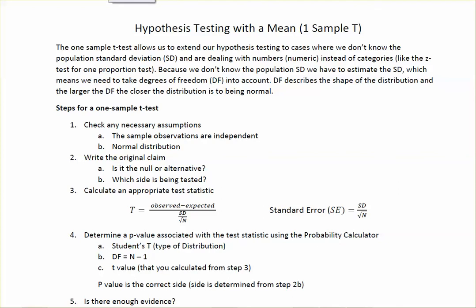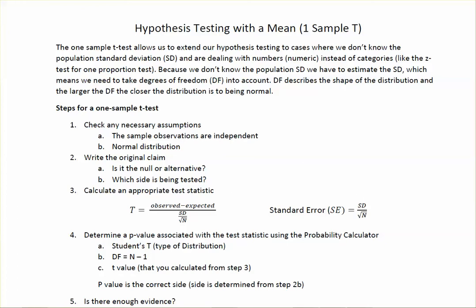Hi, this is Kona, and I'm going to talk about hypothesis testing with a mean, also known as a one-sample t-test. The one-sample t-test allows us to extend our hypothesis testing to cases where we don't know the population standard deviation and are also dealing with actual numbers, so numeric instead of categories. That would be in comparison to the z-test for the one proportion test that we've been working on the last couple of weeks.